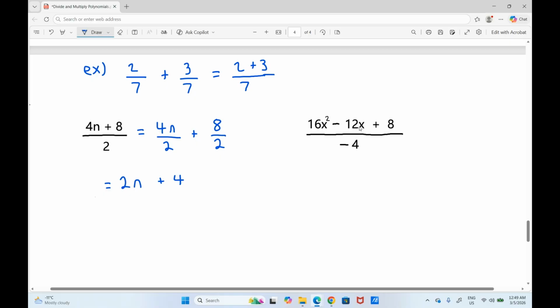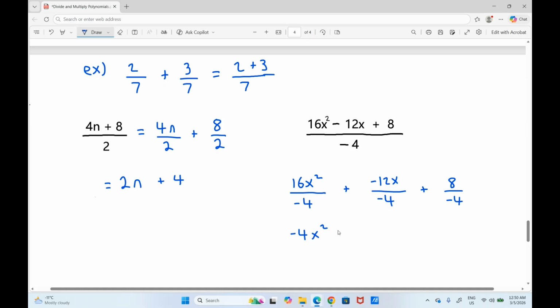Okay, now for this question, the same logic would apply. I'm going to break this apart. So I'm going to have 16x squared divided by negative 4. Now I'm going to have negative 12x divided by negative 4. And I'm going to have 8 divided by negative 4. So 16 divided by negative 4 is going to be negative 4. And I don't have anything to cancel out x squared with, so I'm going to just have negative 4 times x squared.